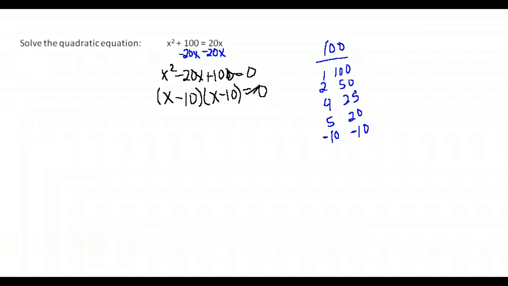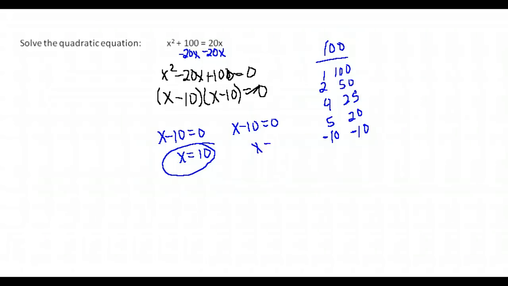Our next step is to set each factor equal to 0 and solve. Here our factors are exactly the same, so we just get x equals 10 for both of them. So the solution of this problem is just x equals 10. Again, we noticed that we had an x squared and an x term, so we set it equal to 0, factored, set each factor equal to 0, and solved. Those are the steps for solving a quadratic equation by factoring.